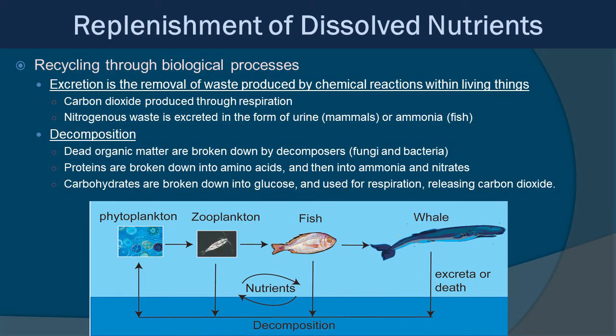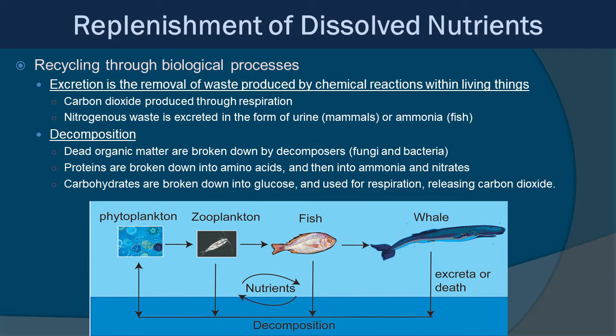Continuing on with replenishment of dissolved nutrients, we have recycling through biological processes. First up, we have excretion, which is the removal of waste produced by chemical reactions within living things. You do this every day, right? We've got carbon dioxide produced through respiration. That's what you're breathing out, outgassing CO2 all the time. Then we have nitrogenous waste, which is excreted in the form of urine for mammals and ammonia for fish.